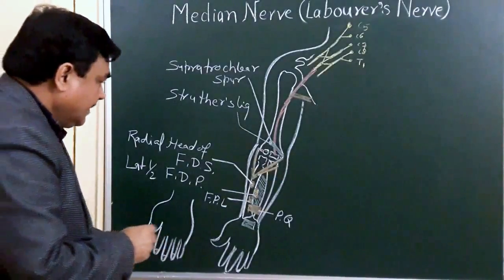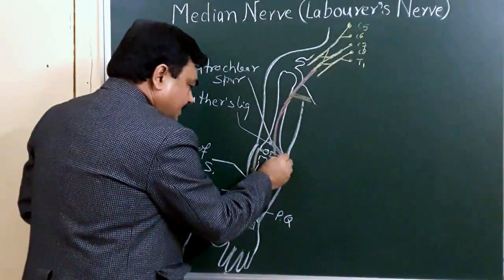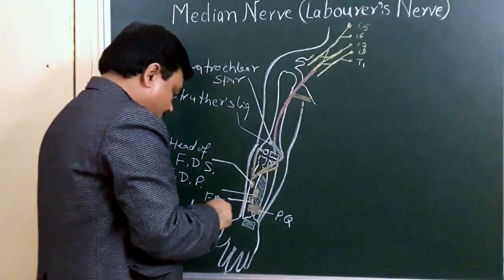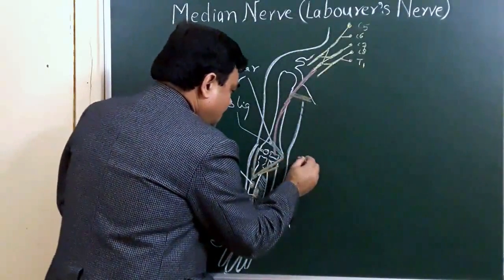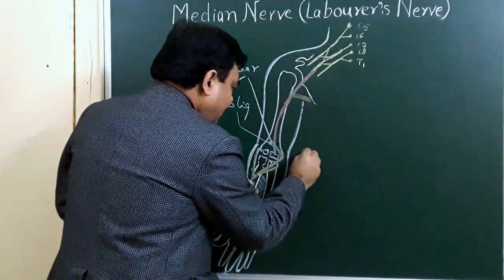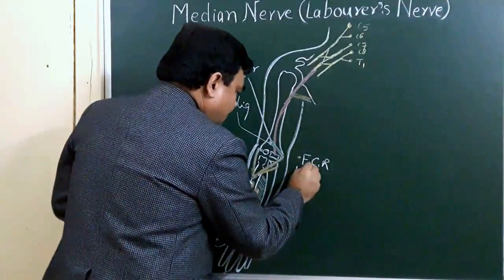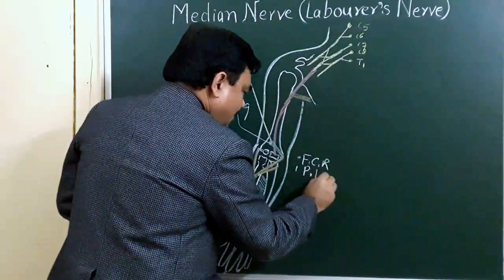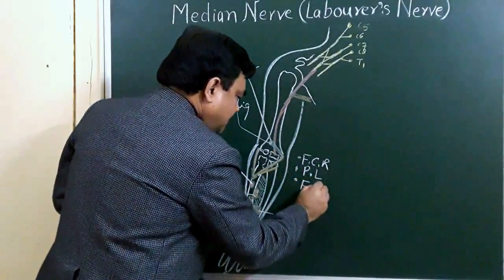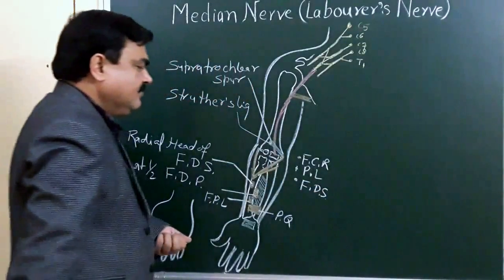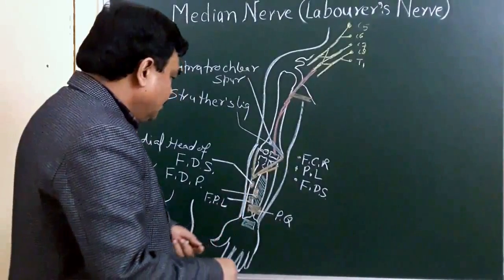Another thing, some muscles take origin from here. This is the common flexor origin. The muscles that take origin from here are flexor carpi radialis, palmaris longus, and flexor digitorum superficialis. So these muscles take origin from here.